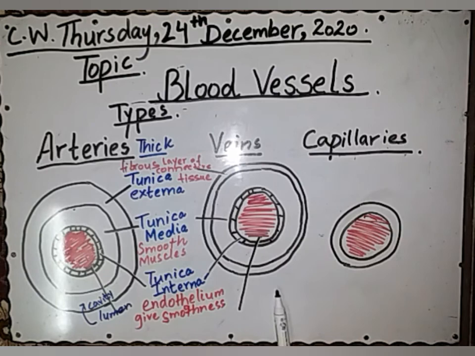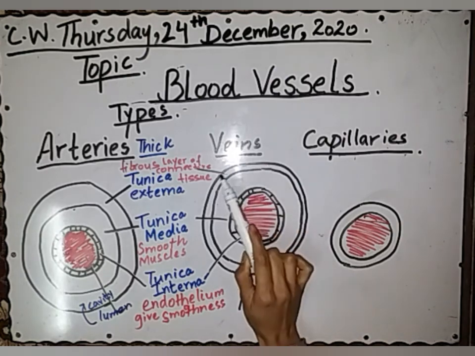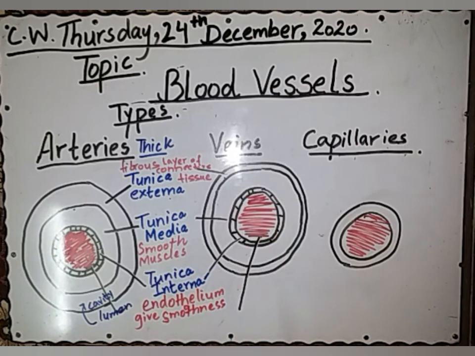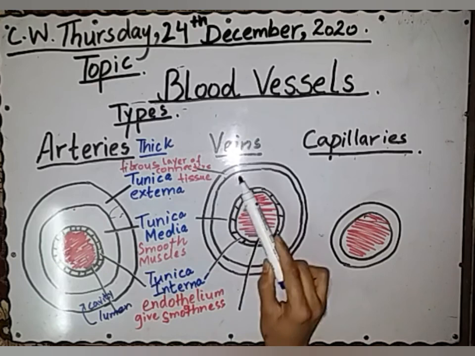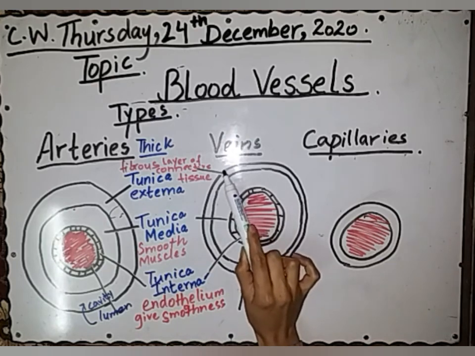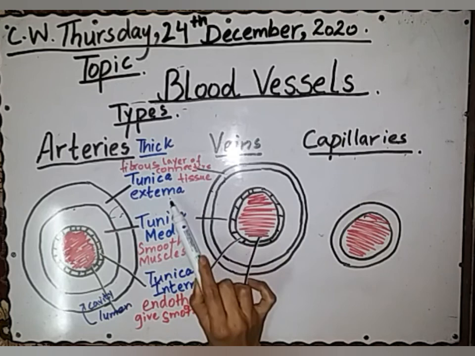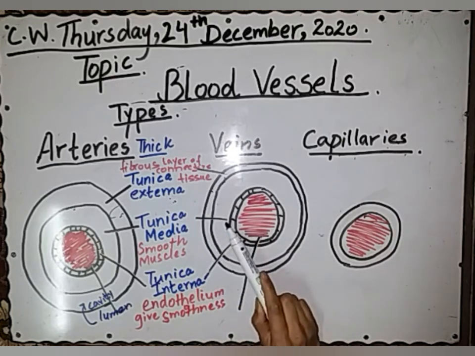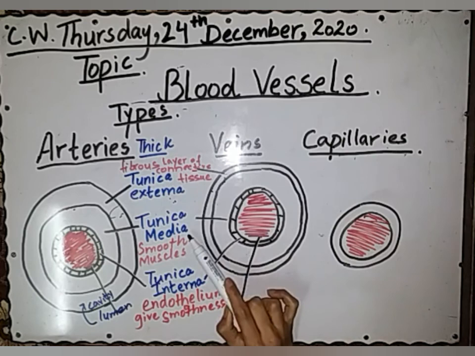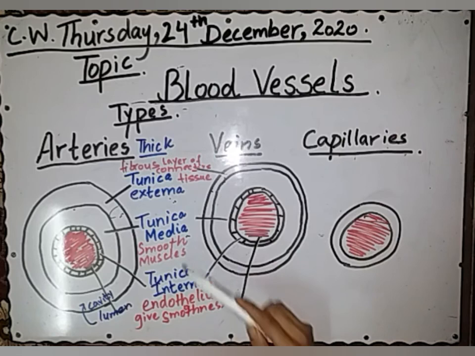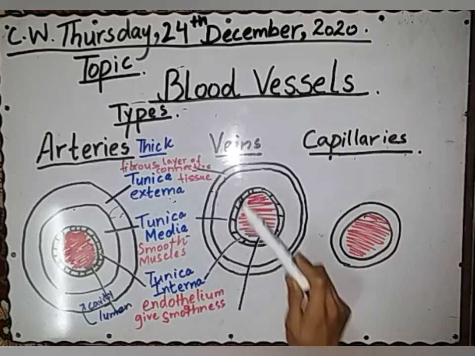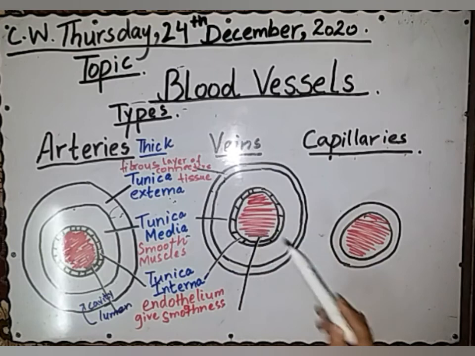Now come to the vein. Here also the external layer is known as tunica externa, but you should see a difference between artery and vein. In the artery a thick external wall is present to withstand the pressure, and in veins this layer is thin. The next layer in veins is tunica media and the third one is tunica interna. The composition of these layers is the same; the only difference is in the thickness of the layers.